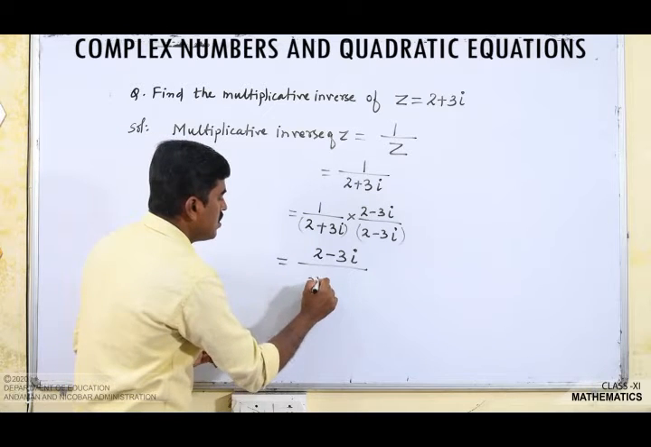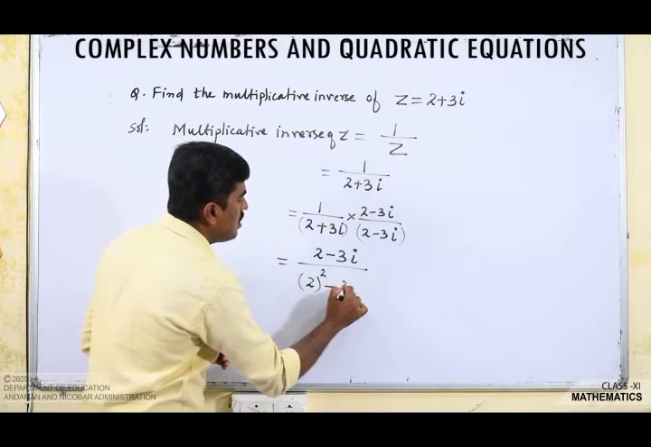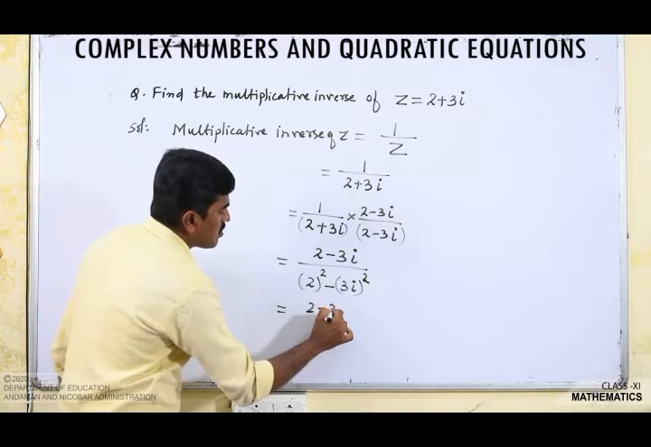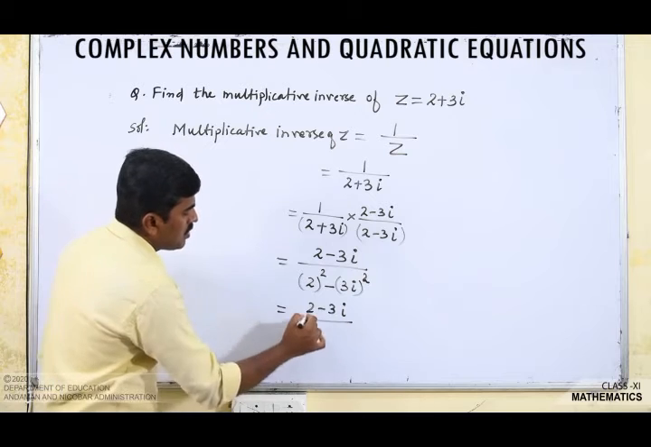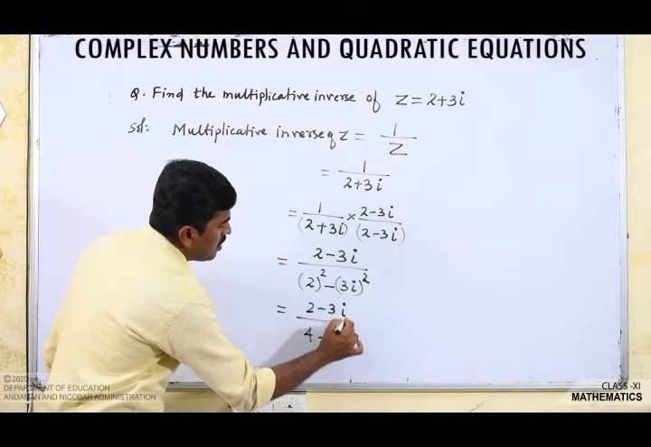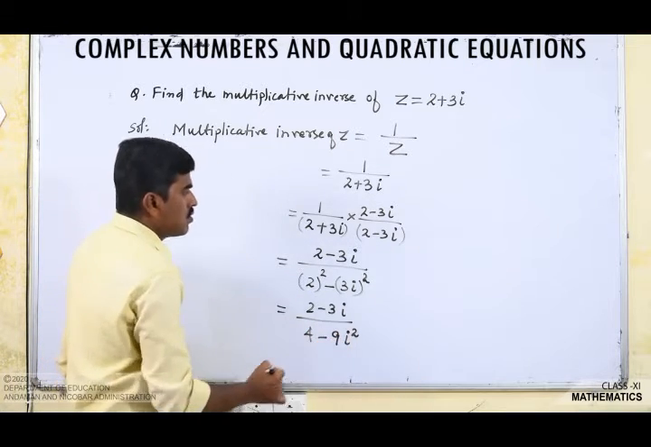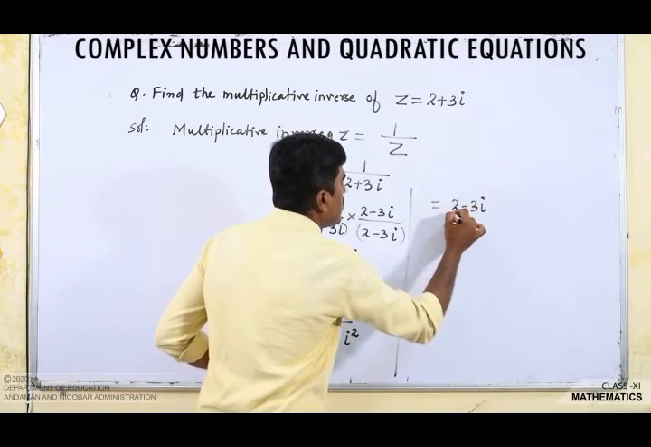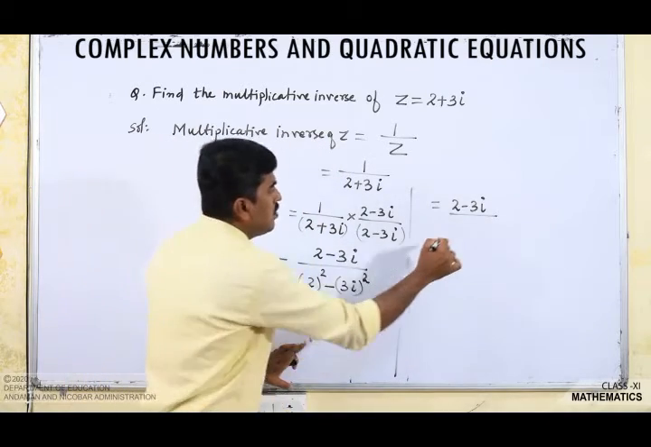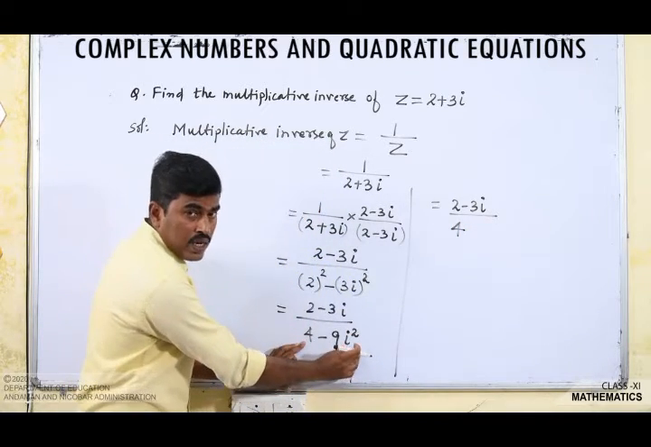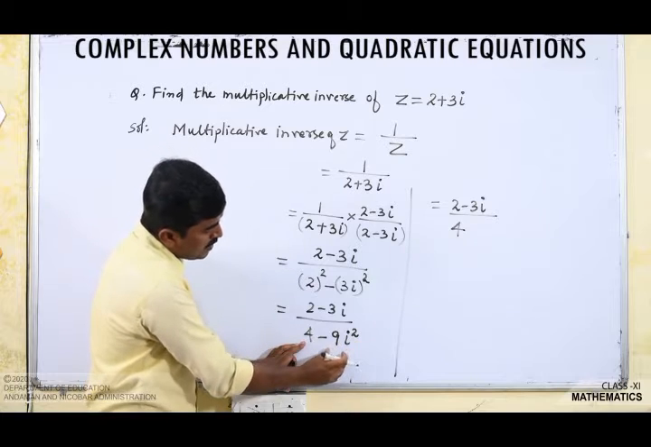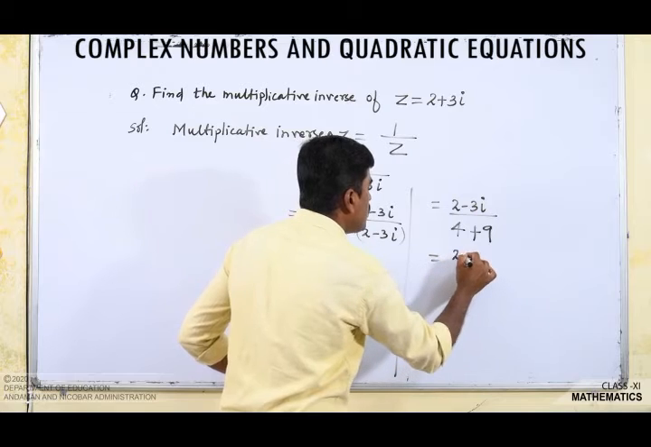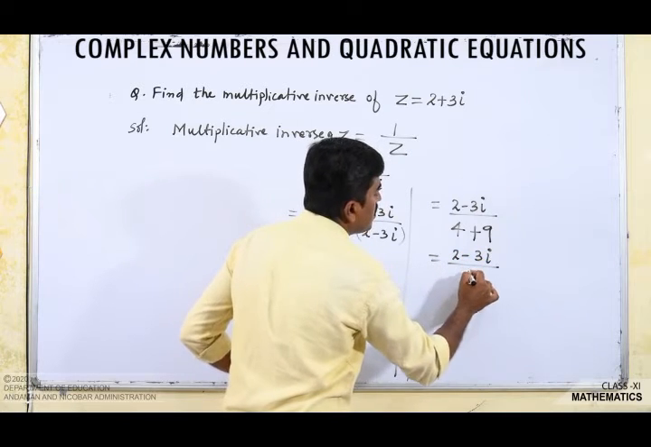So we can write (2 − 3i) whole square. So that is equal to (2 − 3i) divided by 4 − 9i². Now what is the value of i²? i² is equal to −1. So we will get −9 into −1, that is plus 9. So that is equal to (2 − 3i) divided by 13.